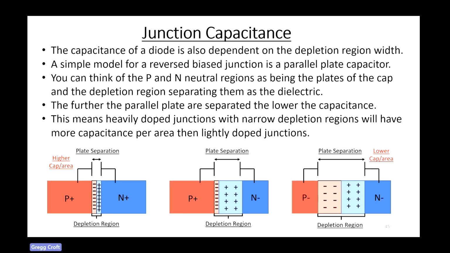And in a normal parallel plate capacitor, the further you move the plates apart, the lower the capacitance gets. For a very highly doped junction, where the depletion region is very narrow, the capacitance per area is going to be pretty high. If you have a very low doped junction, where the depletion region is very wide, the capacitance per area of that junction is going to be pretty low.